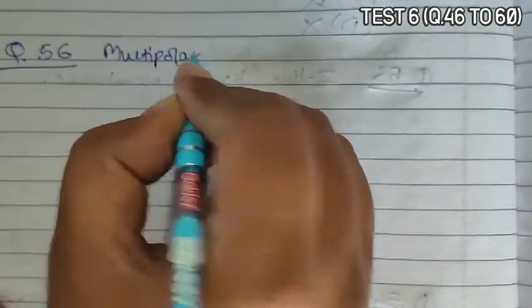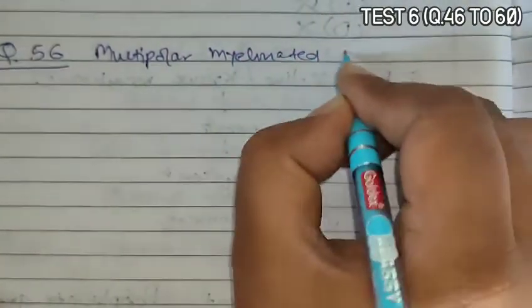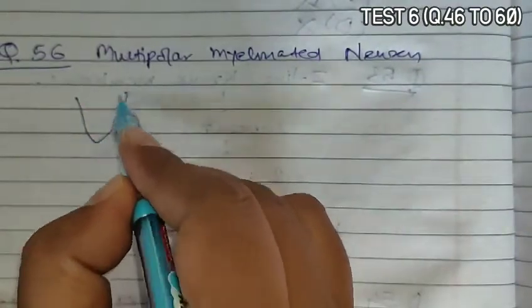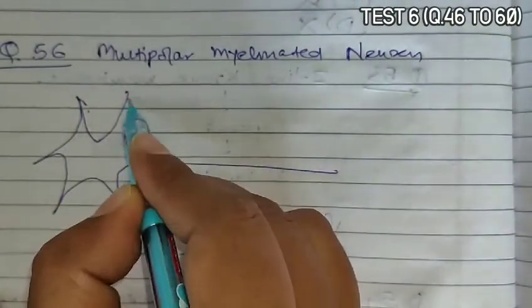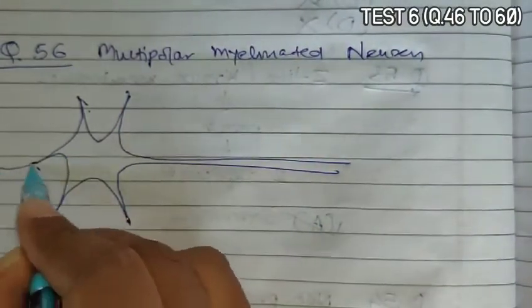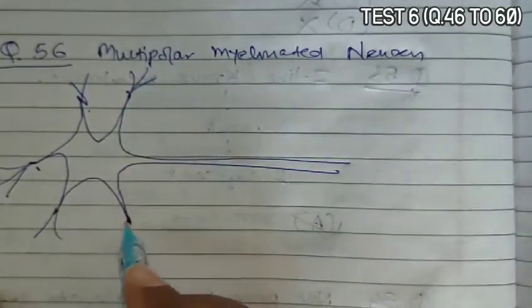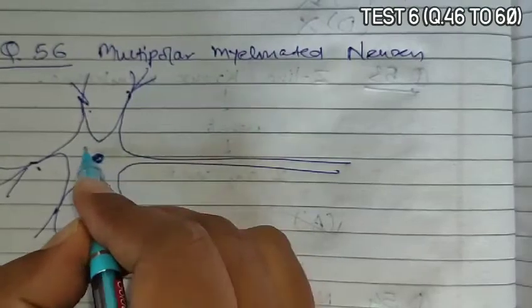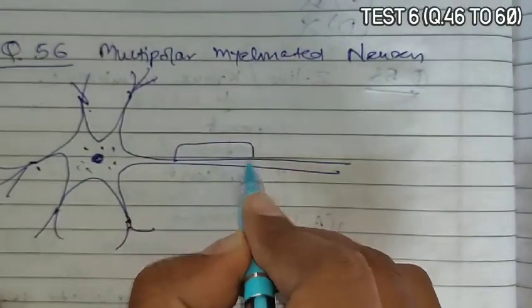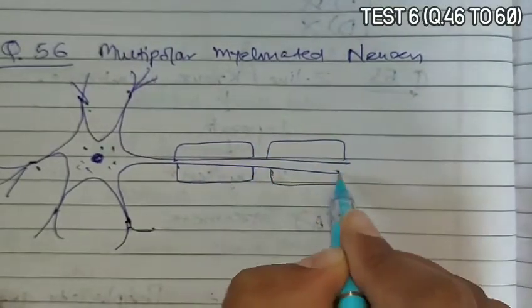Next is question 56. Question 56 asks that in the diagram of a multipolar myelinated neuron given below, different parts have been indicated by alphabets. Choose the answer in which these alphabets have been correctly matched with the parts given below. So here the diagram of a multipolar myelinated neuron is given, and this somewhat looks like this. They have dendrites, a nucleus and some Nissl's bodies. Then you will find here a myelin sheath. So this is the structure.